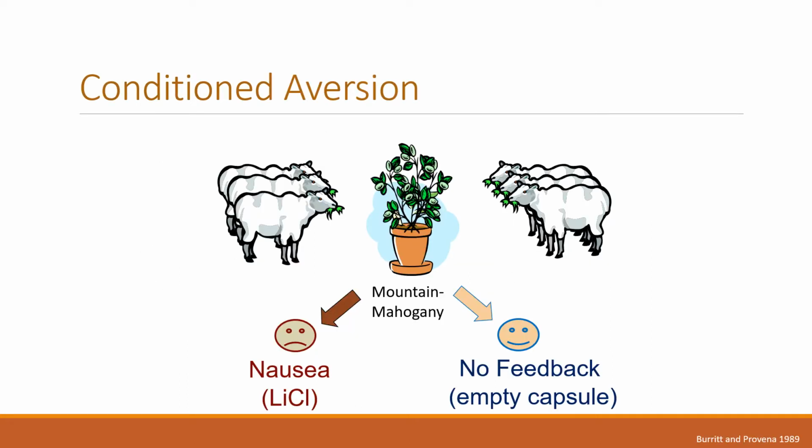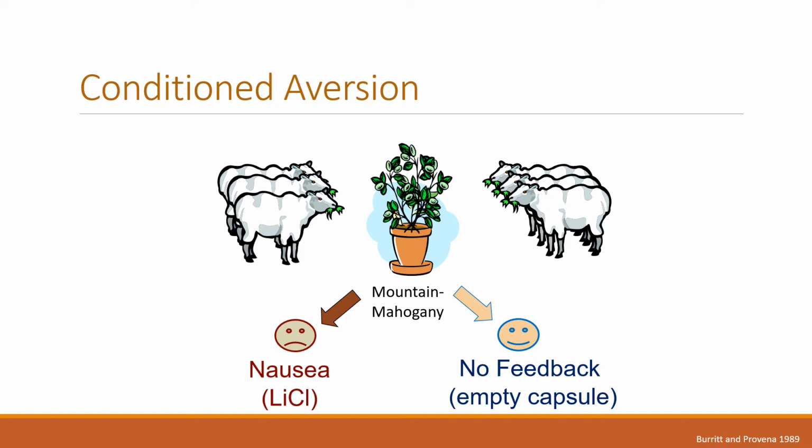Okay, now let's look at the other side of the coin. Now we know that animals form preferences for energy feedback, but why would they form aversions? So one of the early studies was done by Beth Burritt and Fred Provenza at Utah State in the late 80s. Beth had 2 groups of sheep.